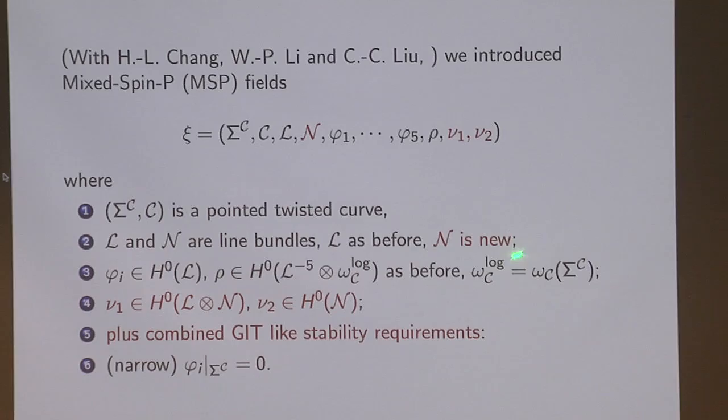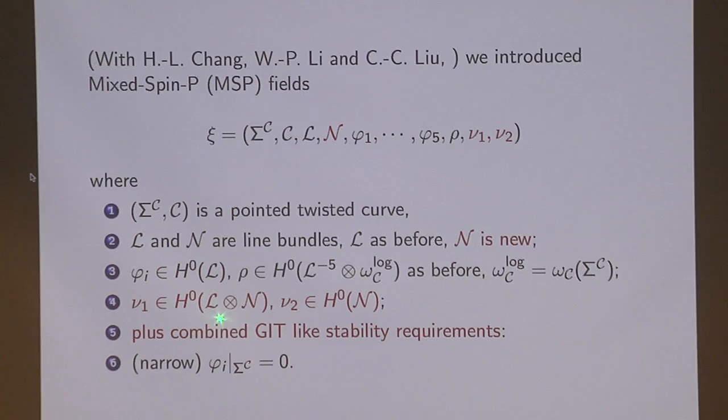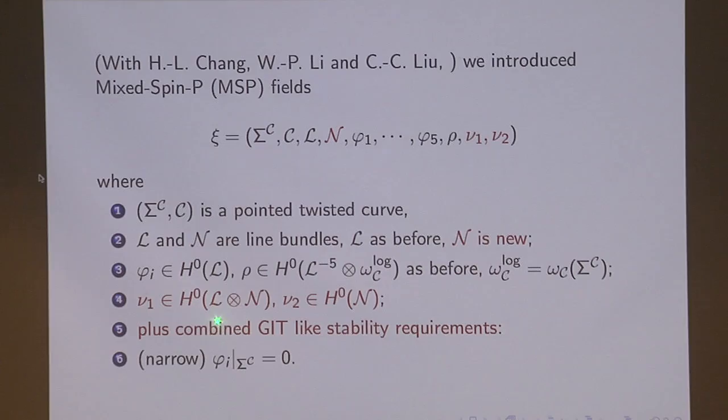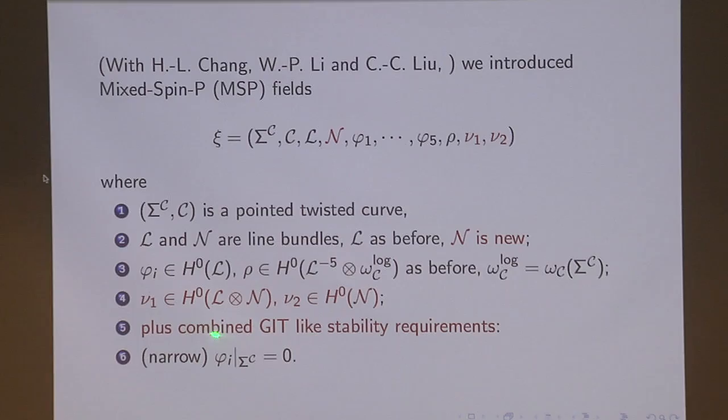And then mu one is L and O, right? Usually the P1 is O plus L, but because this is over a line bundle, I allow it to twist by another N. So this is the most general form of a parameter inside P1, a family of P1 over a Riemann surface, plus combined GIT stability and narrow.